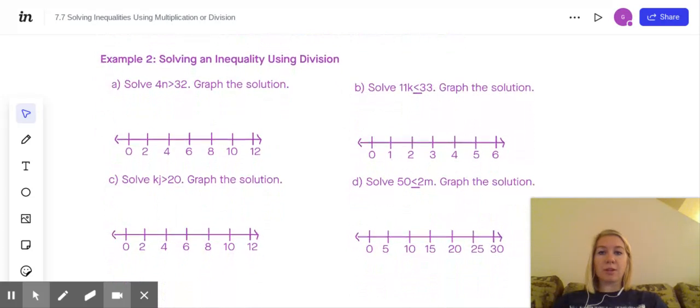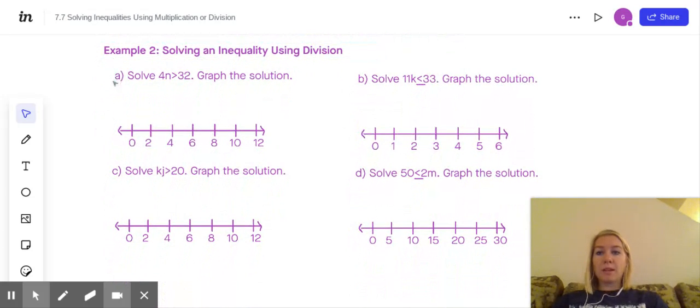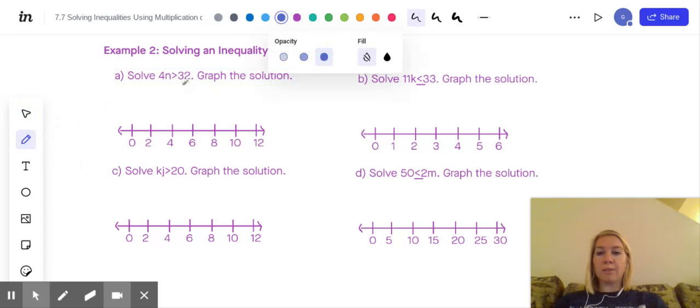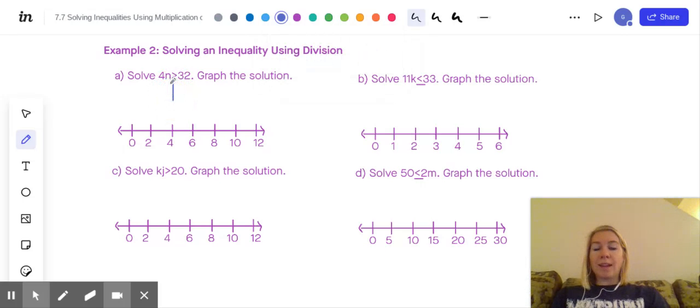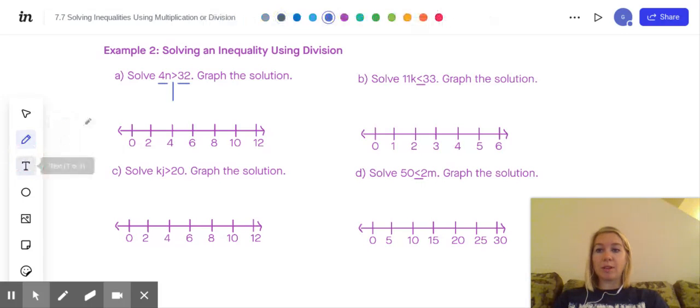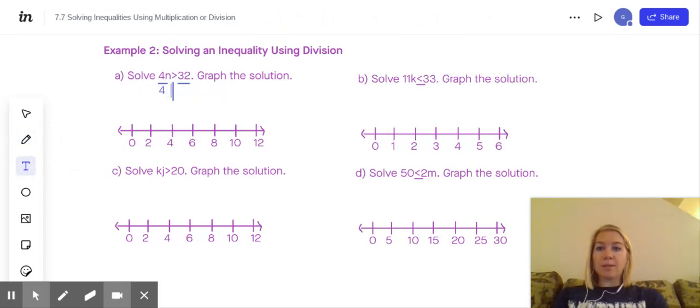Okay, so let's do some on our own from example 2. So problem A says solve 4n is greater than 32 and graph the solution. So the first thing I'm going to do is draw a line down the middle of my inequality, which is under the greater than symbol. And we want to get n, the variable n, by itself. So let's divide both sides by 4. We're going to divide because 4 and n are being multiplied. And the inverse or opposite of multiplication is division. So we're going to divide both sides by 4.